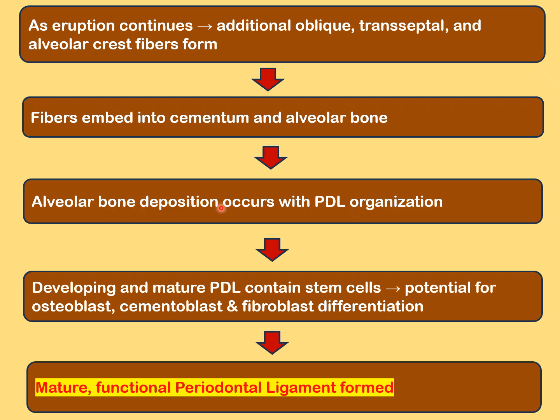Alveolar bone starts getting deposited around the periodontal ligament fiber organization. During the development of the mature PDL, it contains stem cells which can differentiate into osteoblasts, cementoblasts, and fibroblasts, and it helps it to repair and regenerate throughout life. Then a mature functional periodontal ligament is formed, which can absorb the shocks during chewing movements.